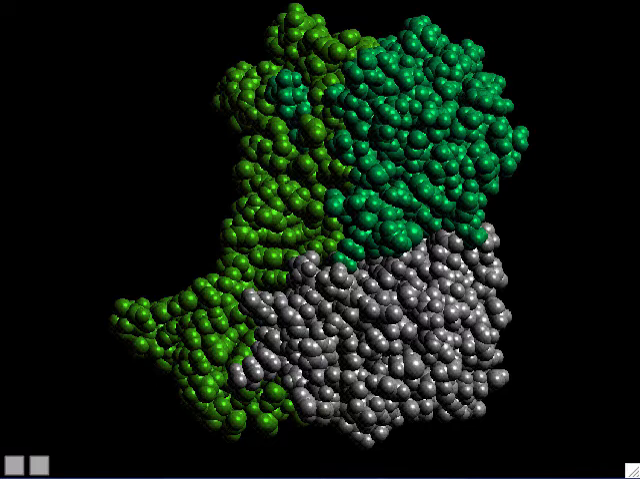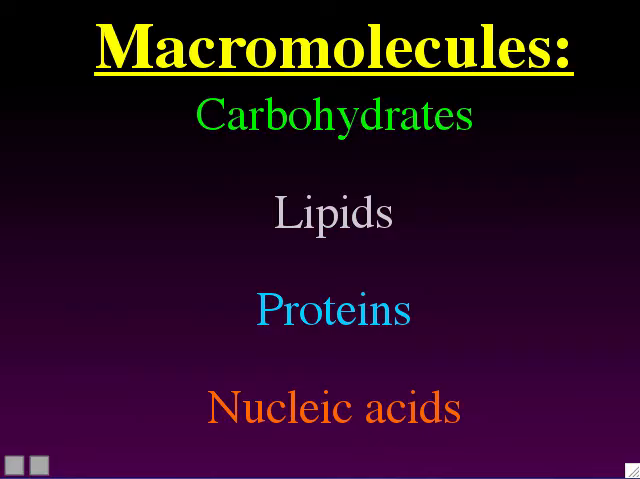And in your lecture handout, it defines them this way: the large organic molecules that are vital components of all living things. As it turns out, there are 4 major types of these macromolecules found in the human body and in all living things. And here's the list of them. The 4 types of macromolecules are carbohydrates, lipids, proteins, and nucleic acids.